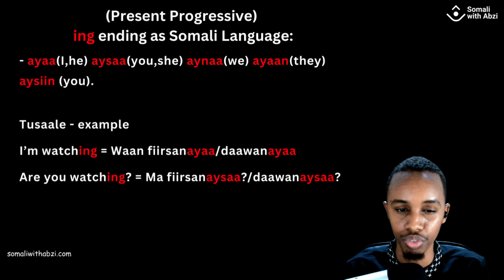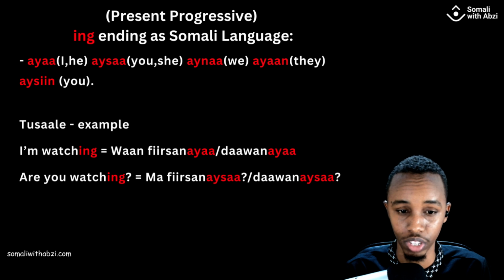So the ending of I and he sentence should be aya. The ending of you and she is asa. The ending "ing" of we sentence is ayna. The ending of the sentence they in Somali is ayan. And the ending of you plural is asin.